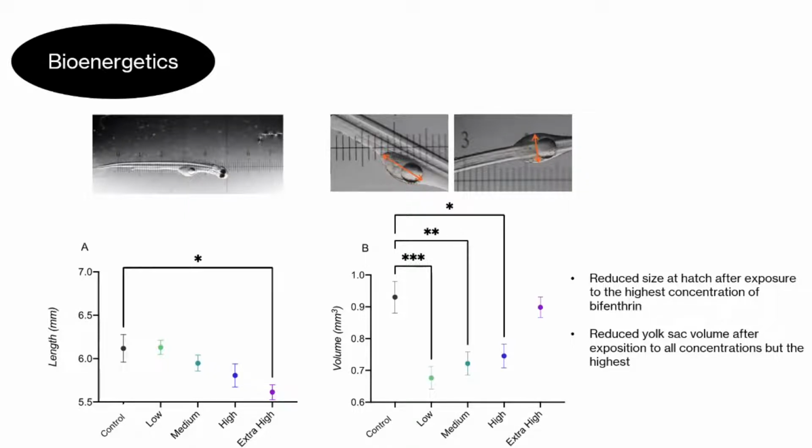The second figure on the right shows the volume of the yolk sac of larvae from the different treatments. All treatments but the higher concentration displayed a reduced yolk sac volume. This indicates that the exposure to bifenthrin had a significant energetic cost, and we can assume that this cost is probably detrimental for the survival of the larvae over their first few days of life in the environment.